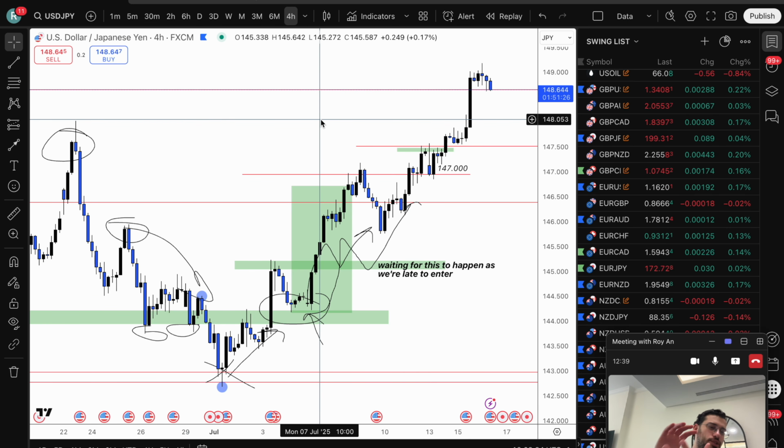So let's announce the results for these trades and then see if we can learn anything from them. We had USD JPY, we had AUD CAD, we had Euro CAD, and we had the Binance coin trade. So let's see what happened with them.